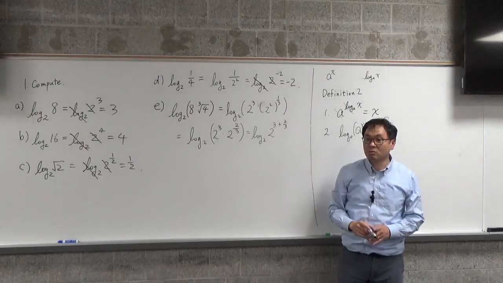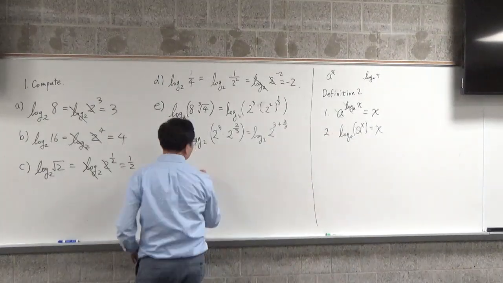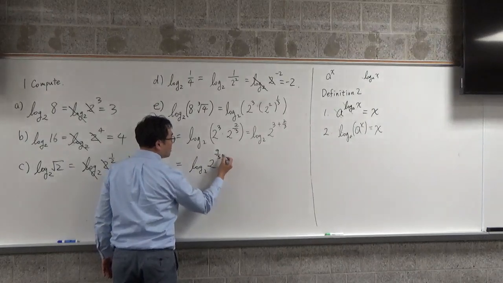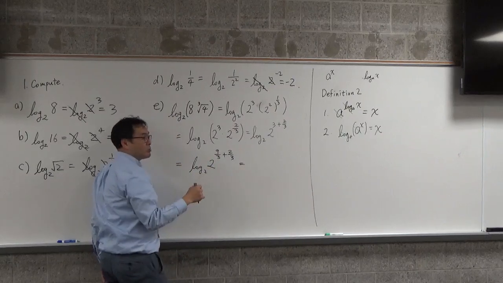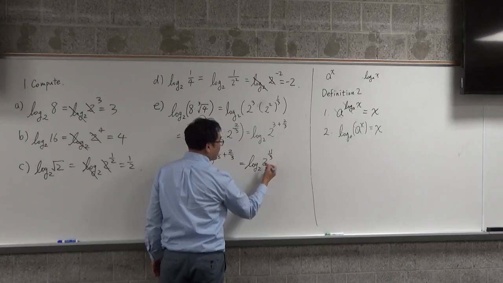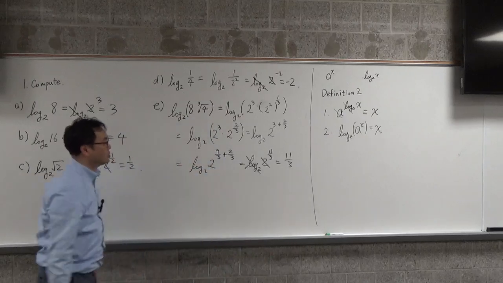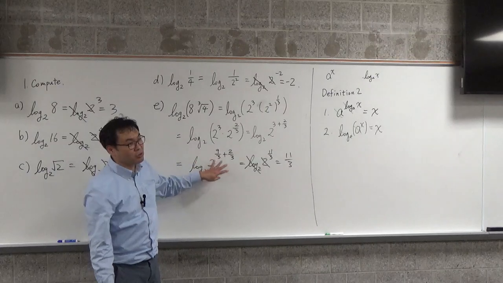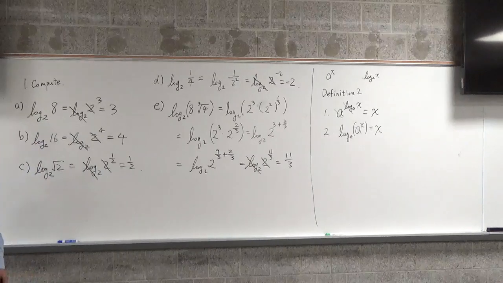Rewrite 3 as what? 9 over 3, right? So you can rewrite this as log 2 of 2 to the 9 over 3 plus 2 over 3. And if you add, that's 11 over 3. So you have log 2 of 2 to the 11 over 3. And now you can cancel. Well, you could have canceled over here and then did 3 plus 2/3. Actually, that may have been shorter. Okay, well, anyways, that's how you do it.